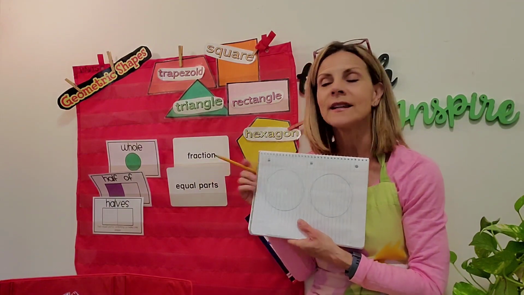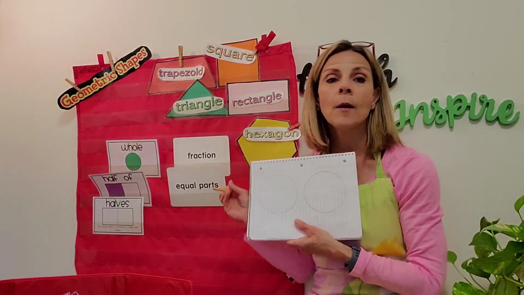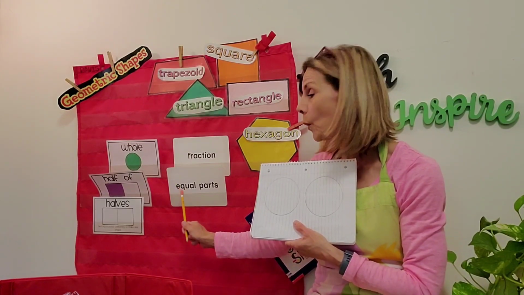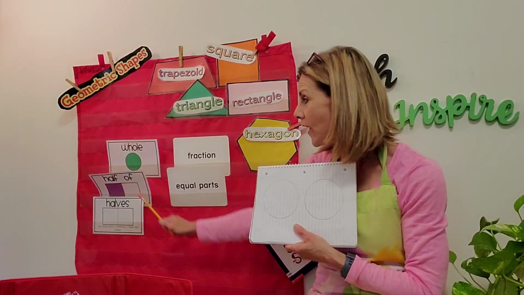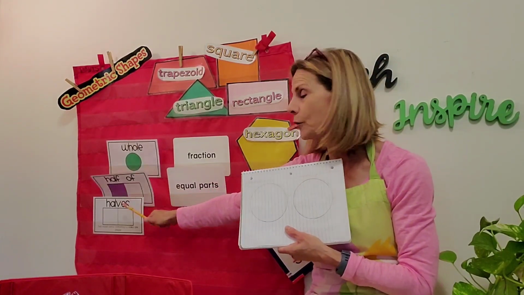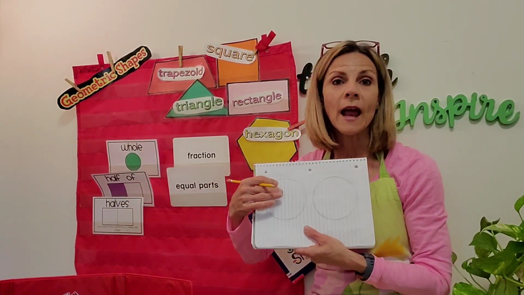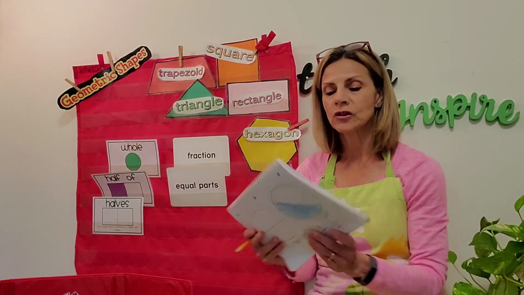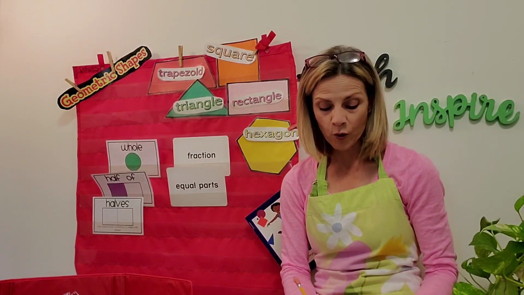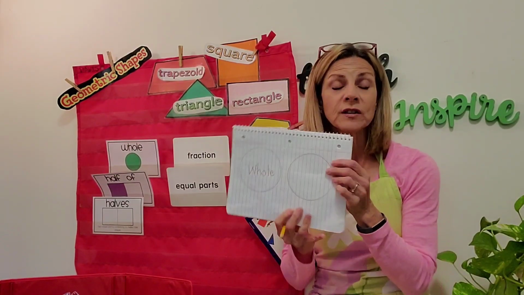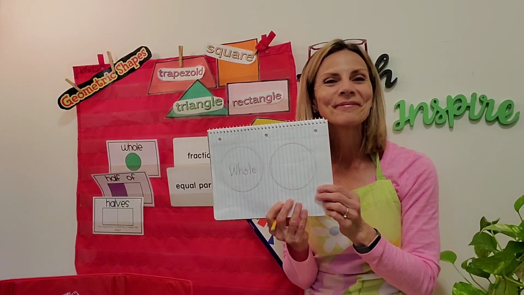Now we're going to practice fractioning, partitioning our circle today, and we're going to divide it into equal parts so that we have our shape divided in half, and we'll see 2 halves. So this first one, I'm going to label it whole. We're going to keep this one as a whole shape, and I'm going to write the word whole in the middle because we always start with a whole shape.